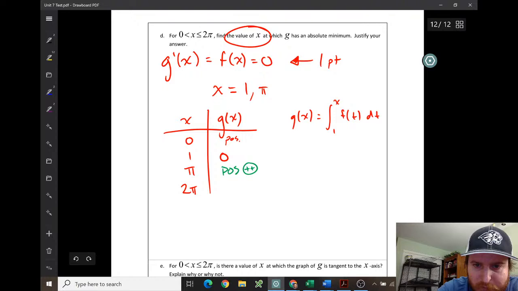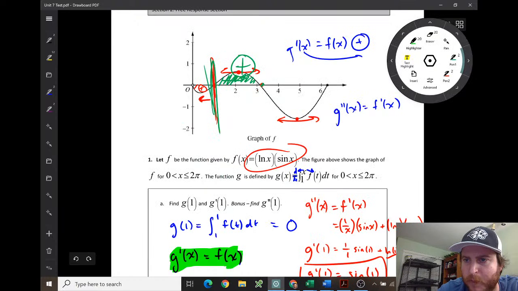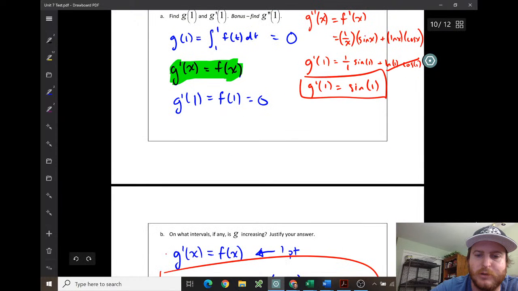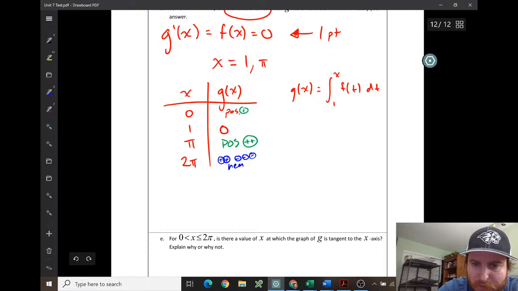Then at 2 pi, we keep going. And again, we know the value here is 0. Now we increase some, but then we decrease a lot more. So we increased, but this section is bigger, so this value is going to be negative. We increased, but then we decreased more. Maybe 2 positives, but then maybe 3 negatives. So it's negative overall.